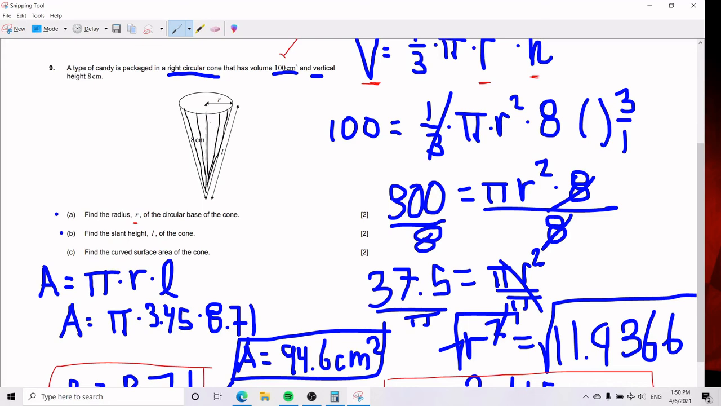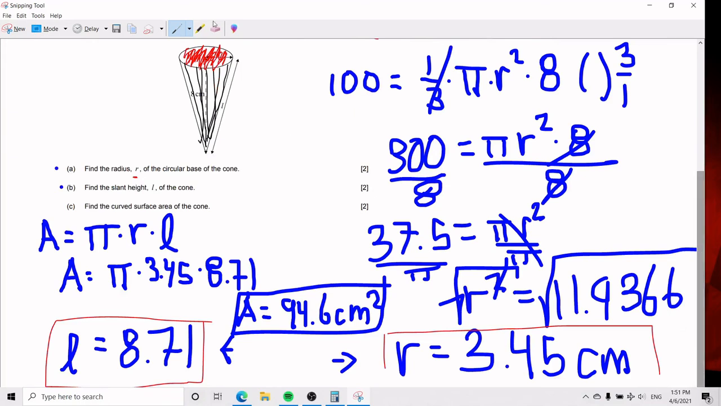If the problem were asking for the whole surface area, I would also need to find the surface area of the circle that is up here. But since it's not asking for that and it's only asking for what I drew in black, that is how you do part C. All right.